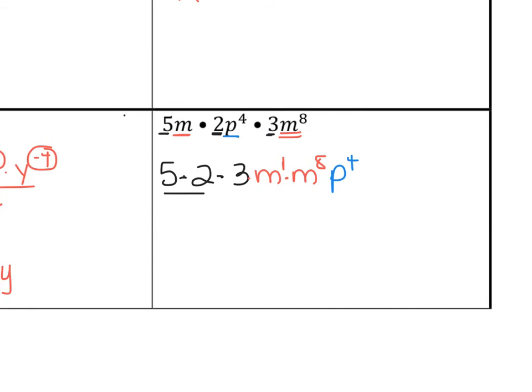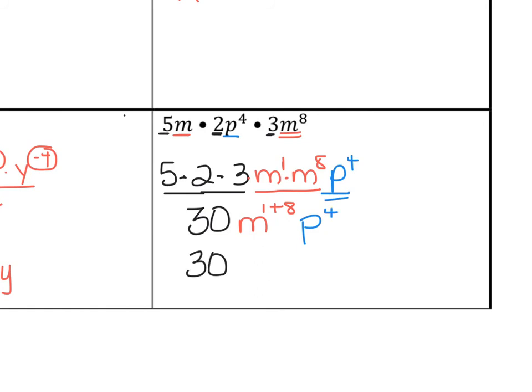5 times 2 is 10. 10 times 3 is 30. I can combine my bases here. My base is m, and that's 1 plus 8. And p, there aren't any other bases of p, so I'm just going to rewrite it. So my final answer is 30, m to the 1 plus 8, which is 9. And p to the 4th stays the same. And again, I can't combine these two because they are different letters.